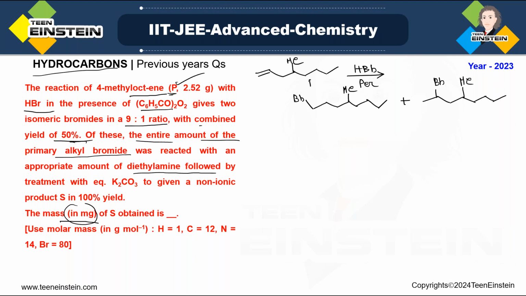So this molecule is P, right? Now 2.52 gram, you have to write its corresponding formula, that is how many carbons are there, how many hydrogens are there. So total carbon is 8 in the parent chain and 1 from the methyl. So it is C9. And look at the hydrogen number.